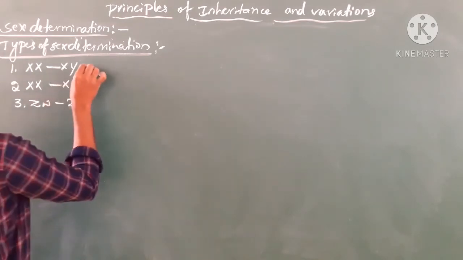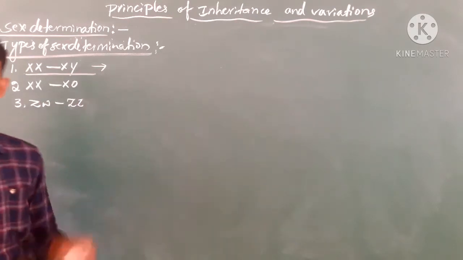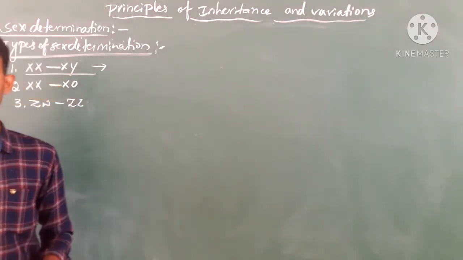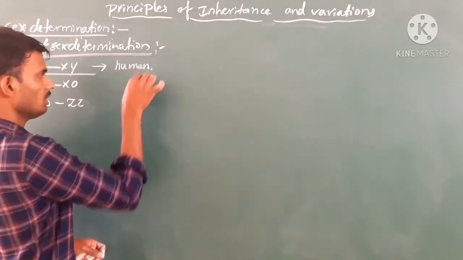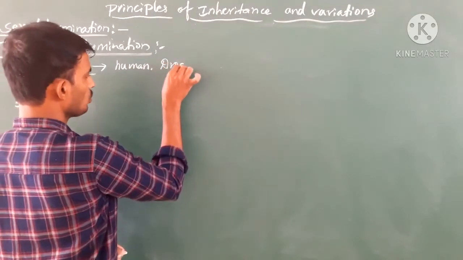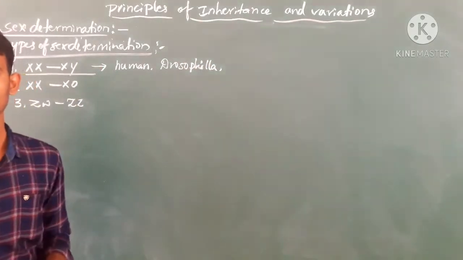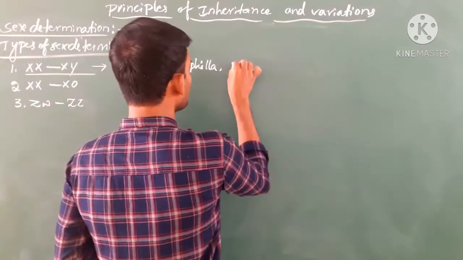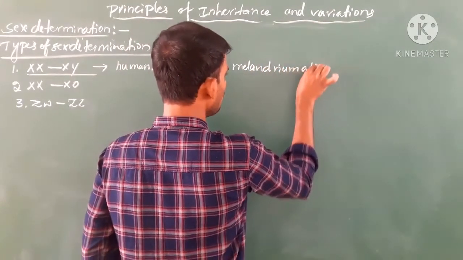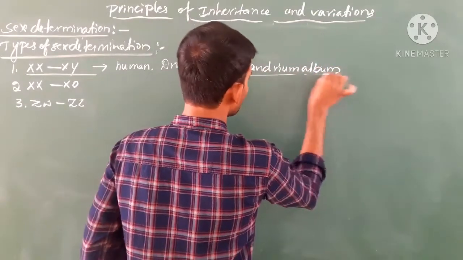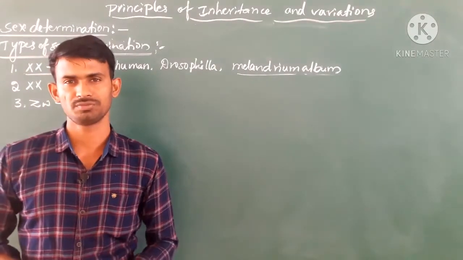The first one is the XX and XY type of sex determination. This type of sex determination is commonly observed in mammals, including human beings, in insects like Drosophila melanogaster, and in plants like Melandrium album. In such plants also, we can observe the XX and XY type of sex determination.